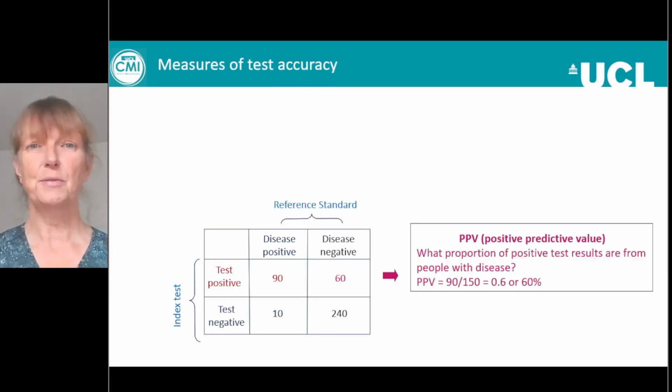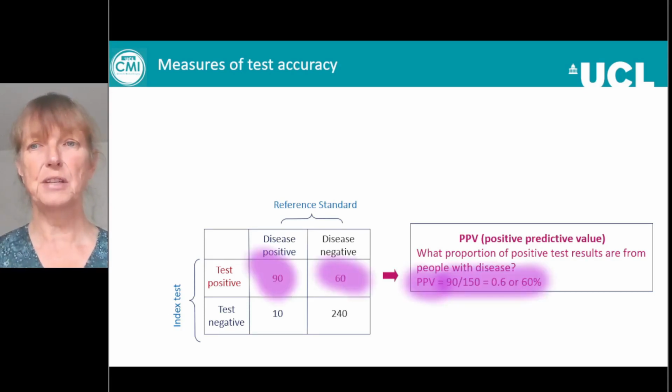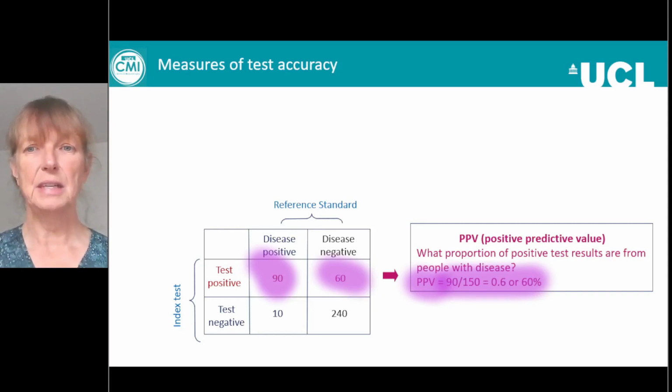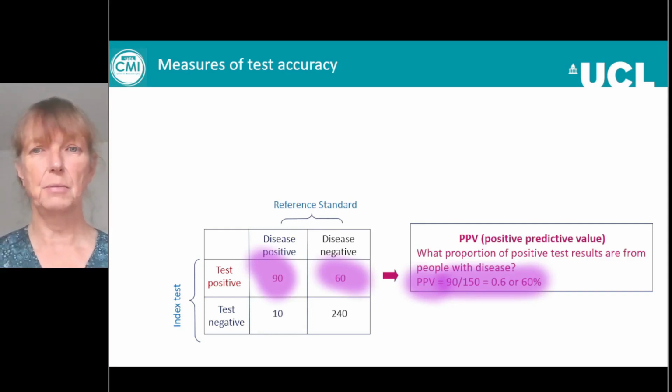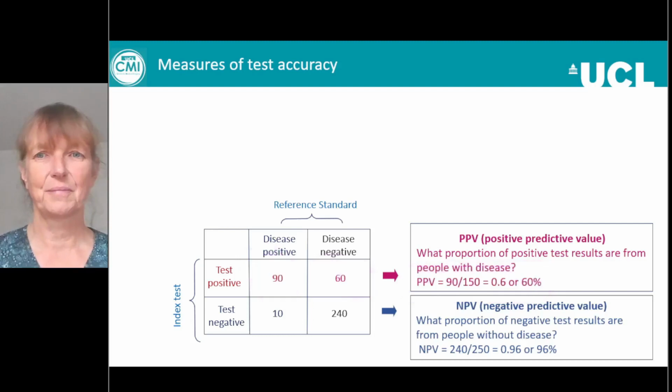There's an alternative set of measures called PPV and NPV. So PPV is a proportion of positive test results from people with disease. Okay, so all of these people have an index positive test result, and 90 out of 160 of them, or 60%, or 0.6, a proportion of 0.6, of the people with a positive test result actually have disease.